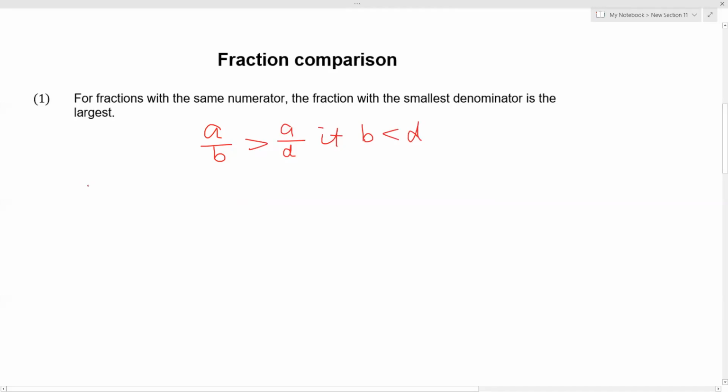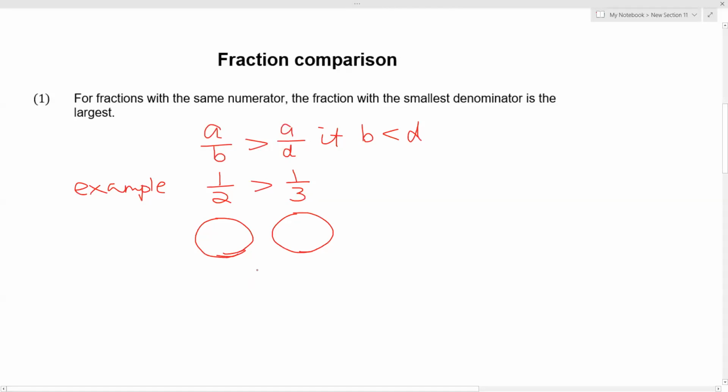Let me give you an example. We're going to do a very simple example. Is 1 over 2 bigger than 1 over 3? It's a little tricky to understand, but it becomes easy if you can illustrate with a pie. Let's do a pizza or a pie.